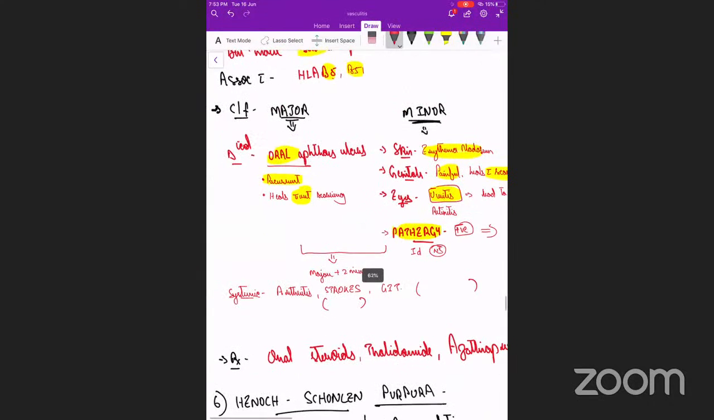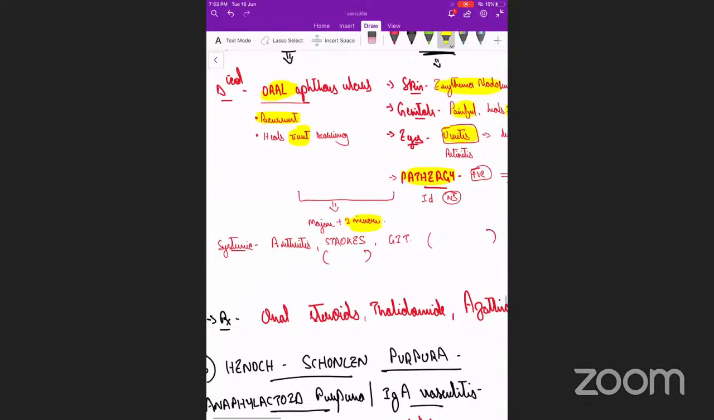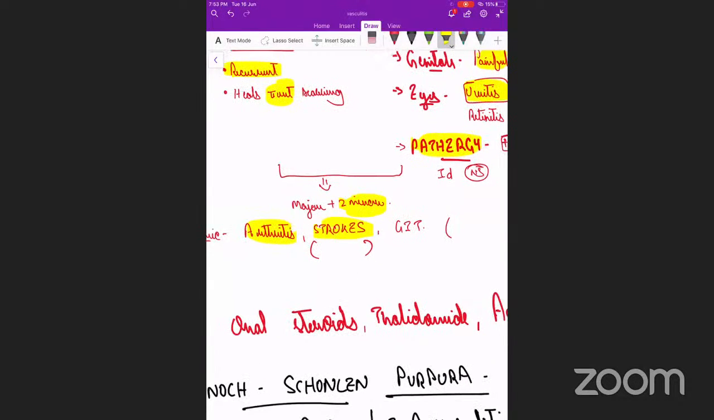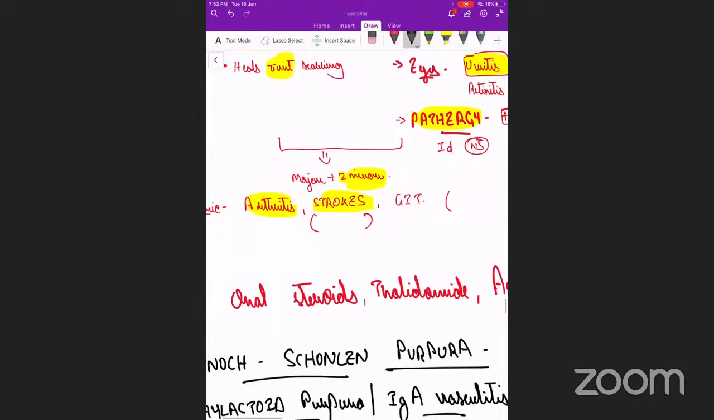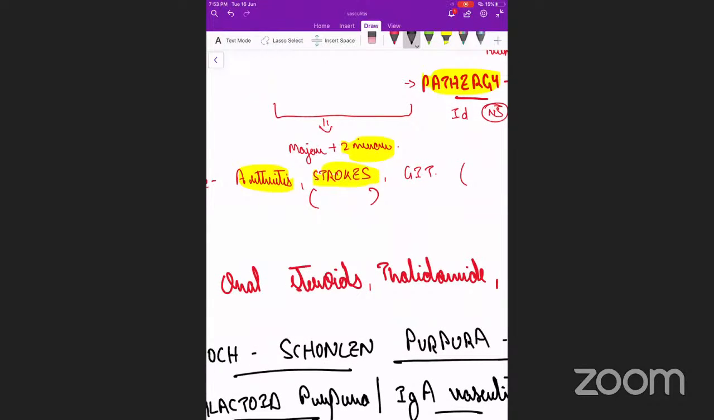So for the diagnosis to take place, one major criterion along with two minor criteria has to be there. Systemic features will be, arthritis can be there, strokes can be there. If stroke is there, which circulation can be involved? We have already done this at the starting only. Yes, very good. What is very important is, not ACA, it is superior sagittal sinus, all those things can get involved because it is venous stroke. It is characteristically venous stroke. That is very important for us, okay?